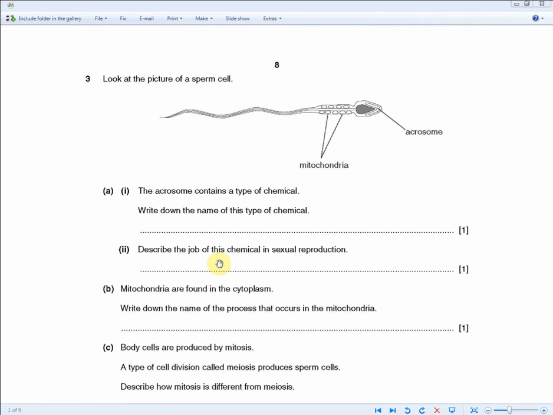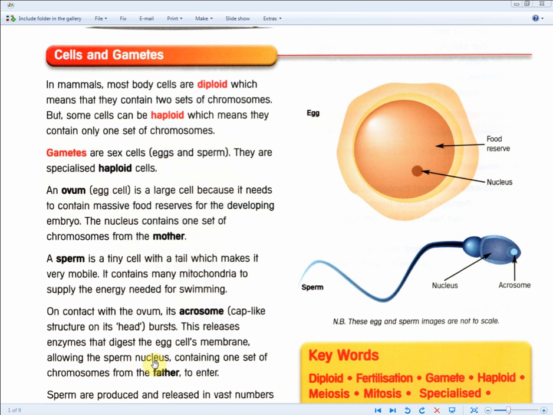And describe the job of this chemical in sexual reproduction. Well, it's basically to digest the egg cell's membrane, as we've just seen. Where's that? Digest the egg cell's membrane. So basically, this one sentence alone can get you 2 marks.